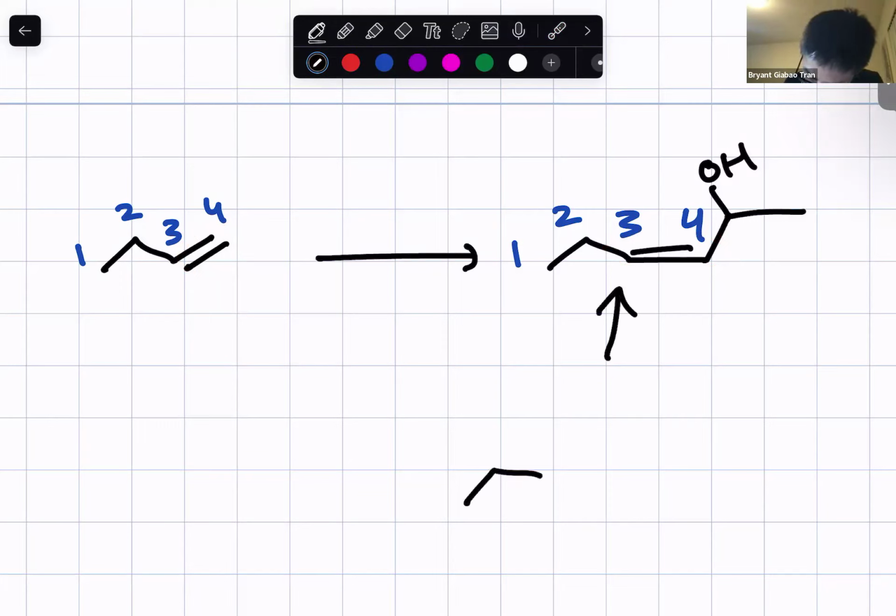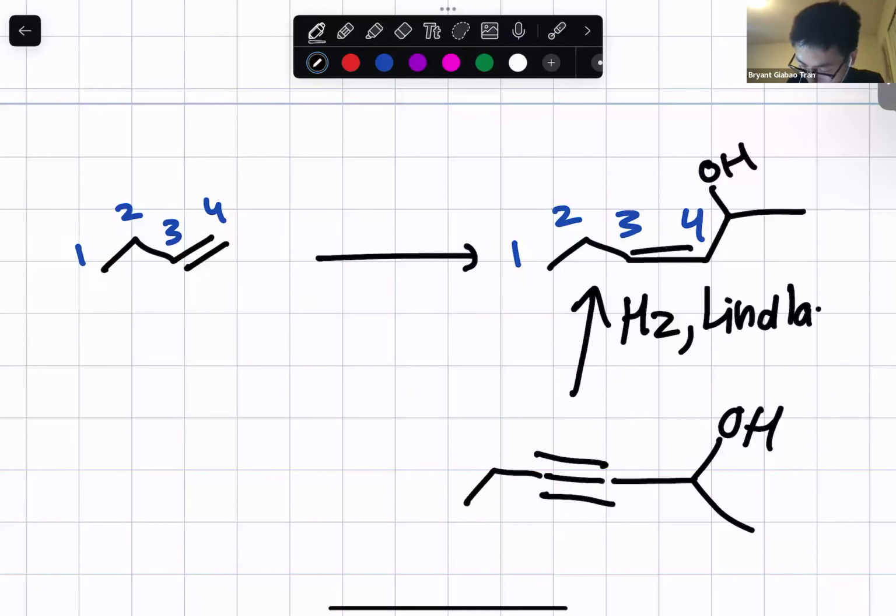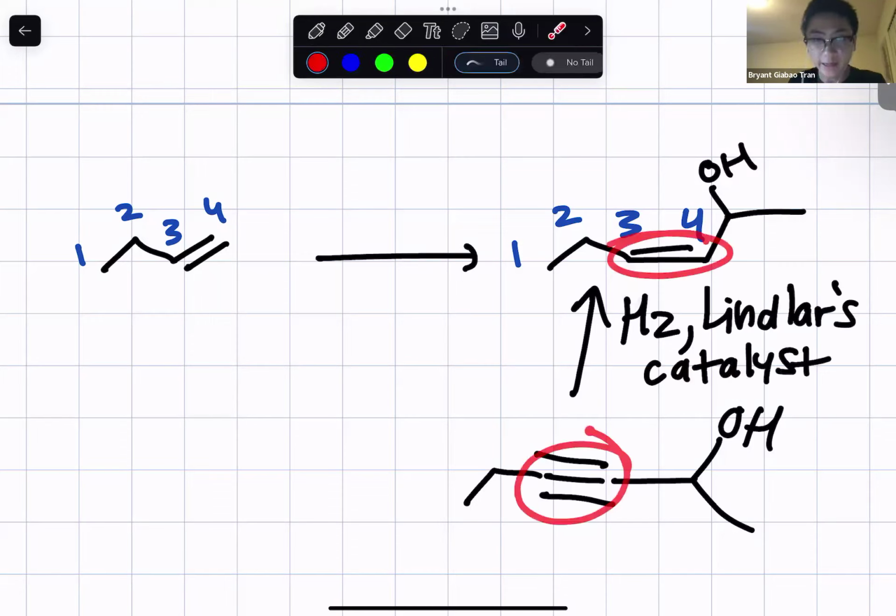There is one reaction we know that could make cis or Z double bonds from alkynes. And that reaction is going to be H2 with Lindlar's catalyst. We use this reducing agent if we want to make a cis alkene from an alkyne here, right?